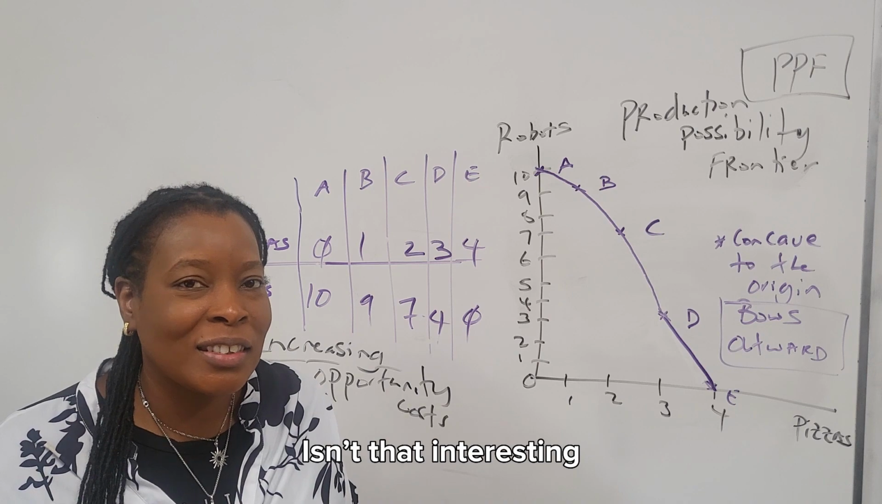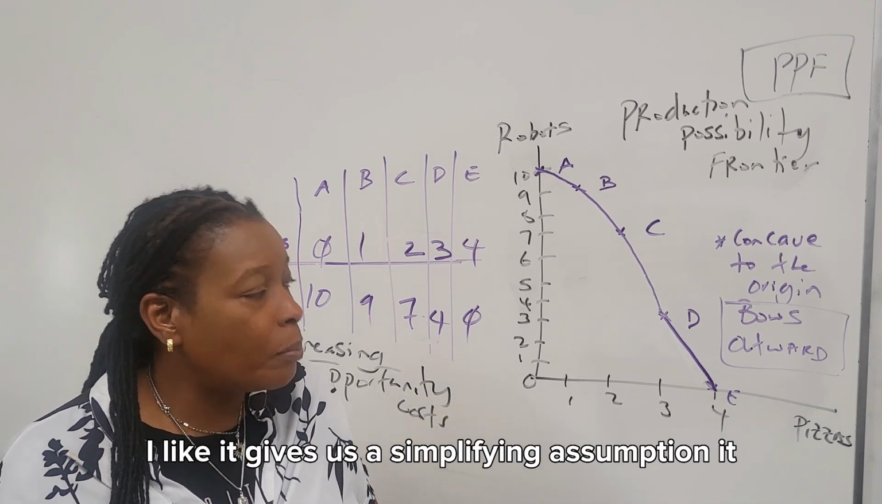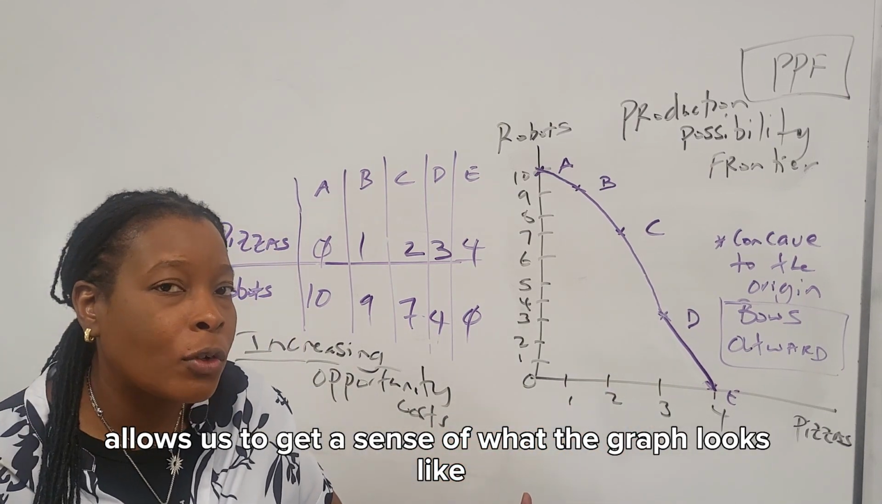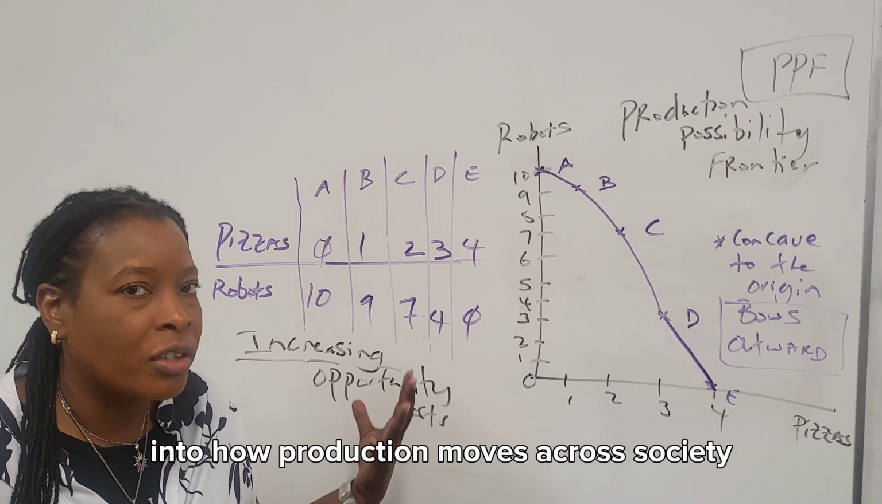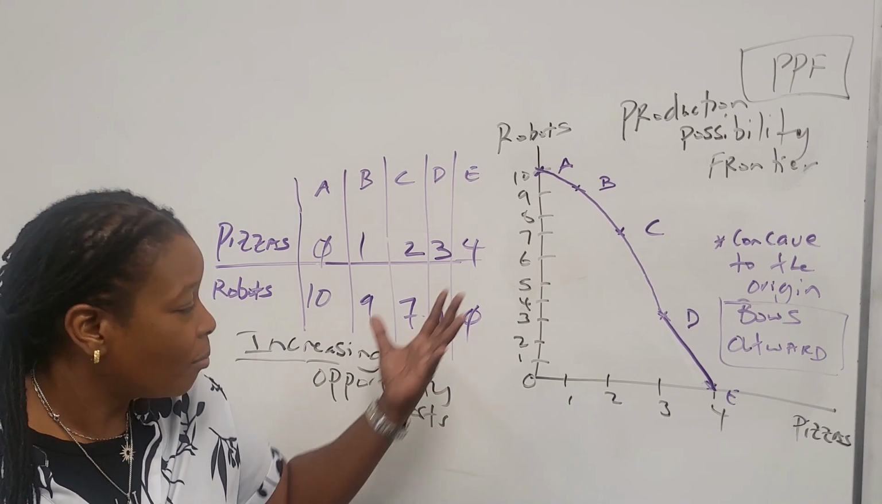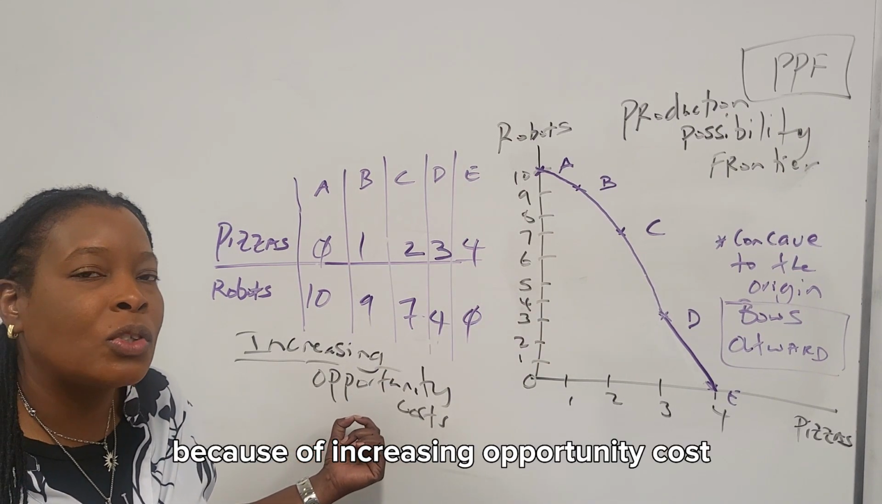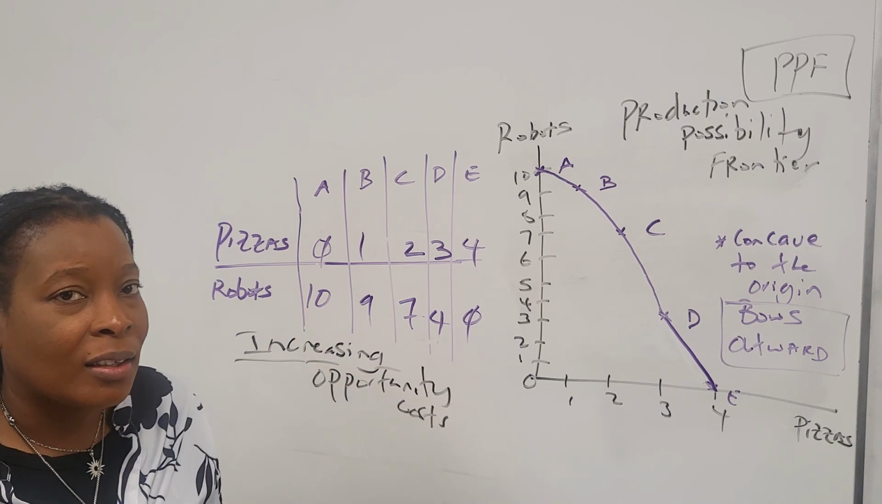Isn't that interesting? It's a nice theory. I like it. It gives us simplifying assumptions. It allows us to get a sense of what the graph looks like. And it gives us some insight into how production moves across society. PPF bowing outward because of increasing opportunity cost, because resources don't transition very easily.